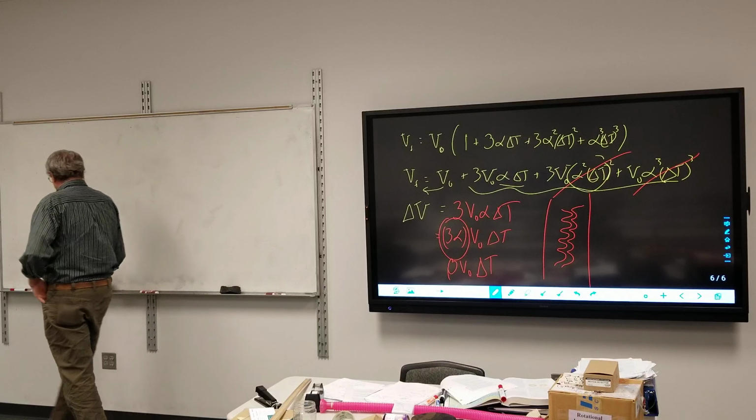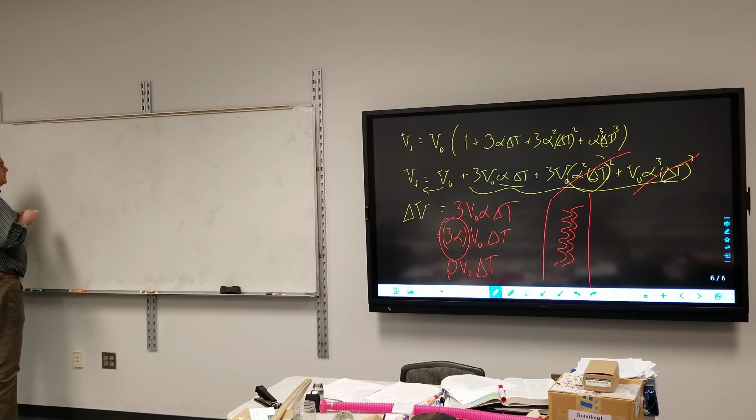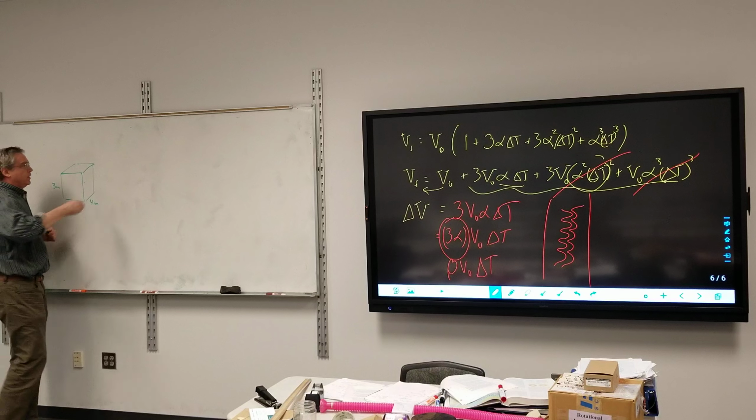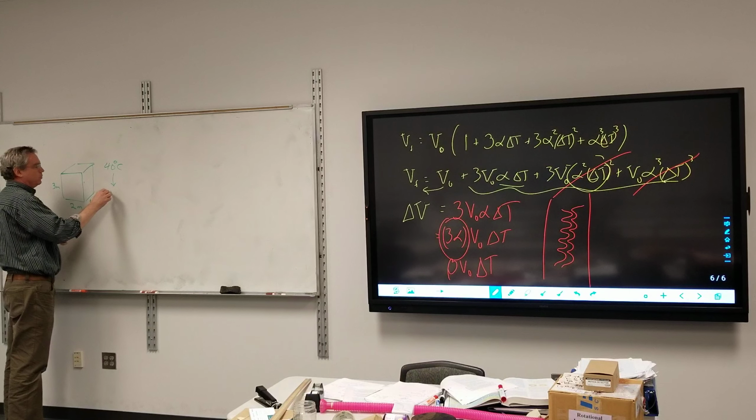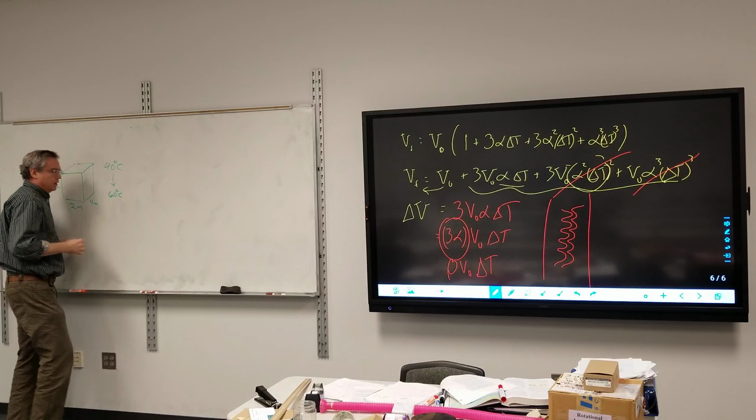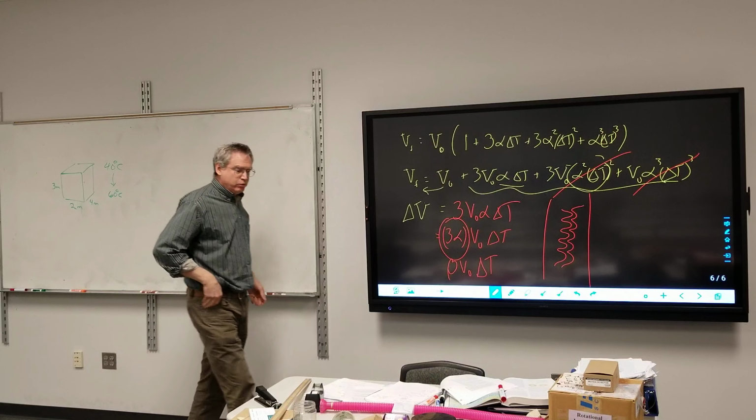So going back to our aluminum, this time I've got an aluminum block. Two meters, 3 meters, and 4 meters. Initially at 40 degrees Celsius, it is going to go up to 60 degrees Celsius. And the question is, what will be the new volume?